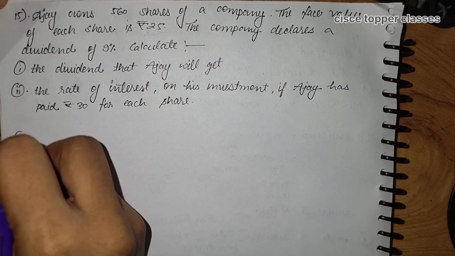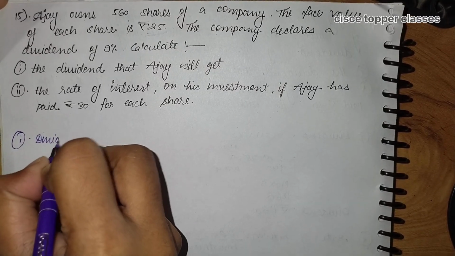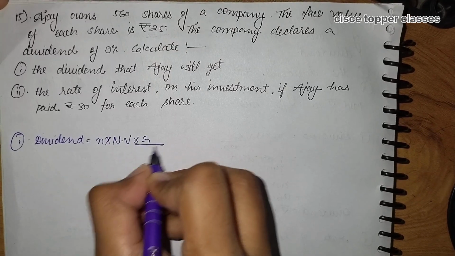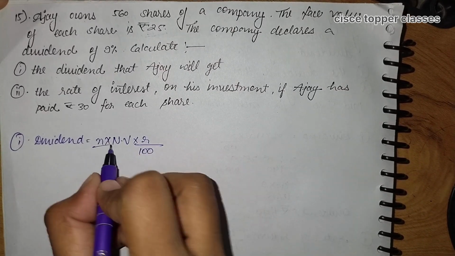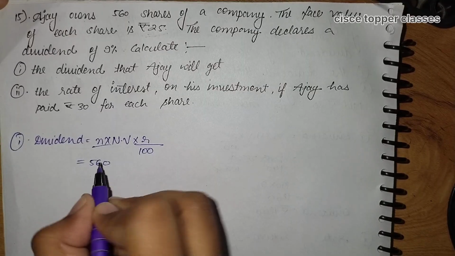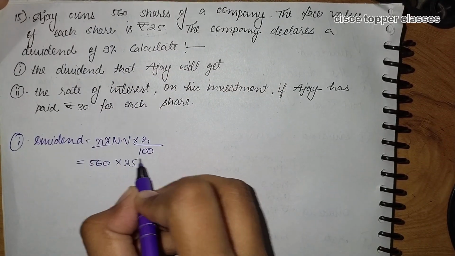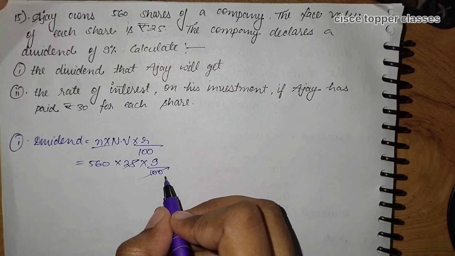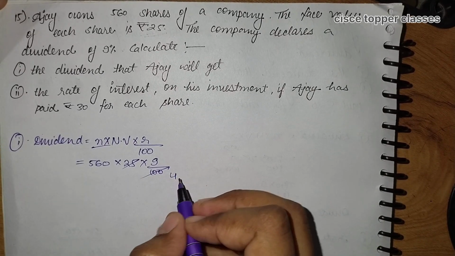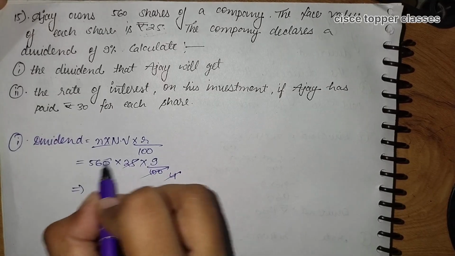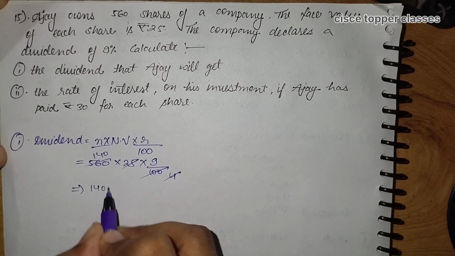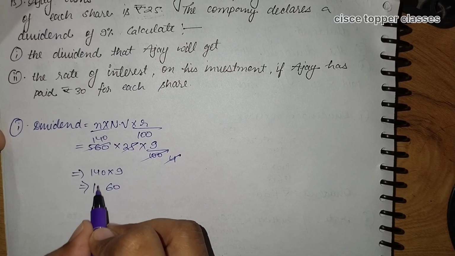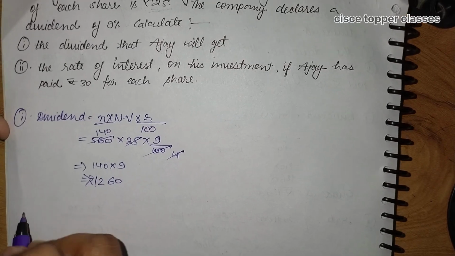To calculate the dividend that Ajay will get, we know the formula for dividend: number of shares into nominal value into rate by 100. Rate, nominal value and number of shares are all given. We will put the values. Shares is 560, nominal value is 25, rate is 9 by 100. On cancelling, this will be cancelled out by 4, and here also by 140, means 140 into 9. So 1260 rupees is the dividend in this question.